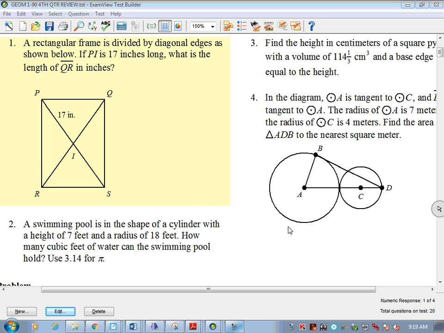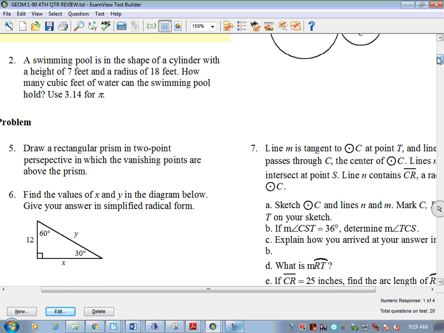All right, number 2. A swimming pool is in the shape of a cylinder with a height of 7 feet and a radius of 18 feet. How many cubic feet of water can the swimming pool hold? We want to use 3.14 for pi. What type of formula are we going to use? Surface area, lateral area, volume? What are we trying to find? Volume, specifically the volume of a cylinder. How do I find the volume of a cylinder?